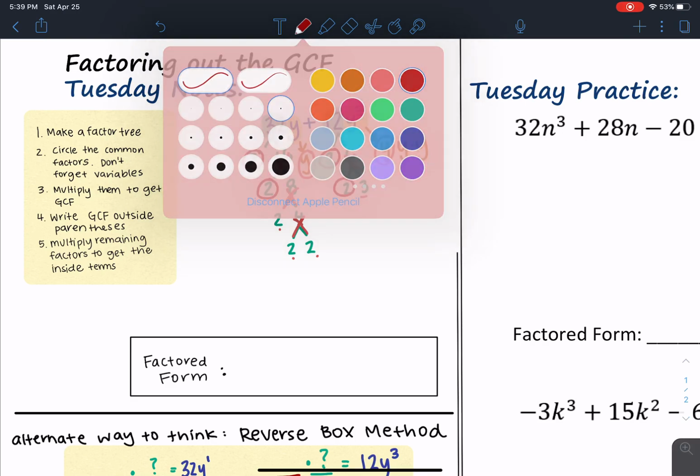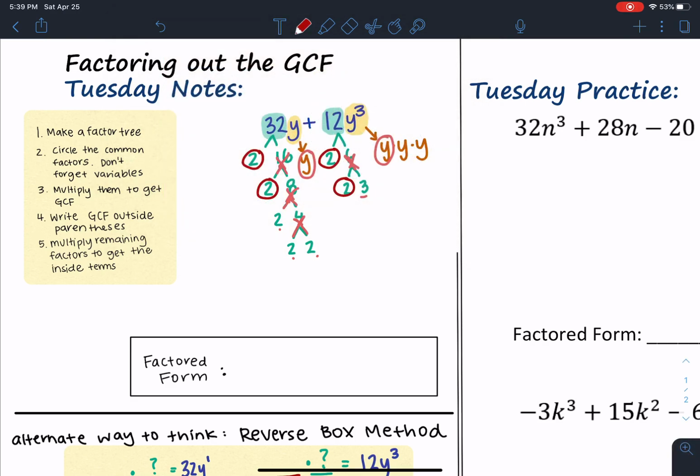Okay, now to write the factored form. This is the new part. You're going to write the GCF first, which is 2 times 2 times y. So I'm going to write that out. GCF is 2 times 2 times y. 2 times 2 is 4, so our GCF is 4y. We're going to write that as the first part of our factored form.